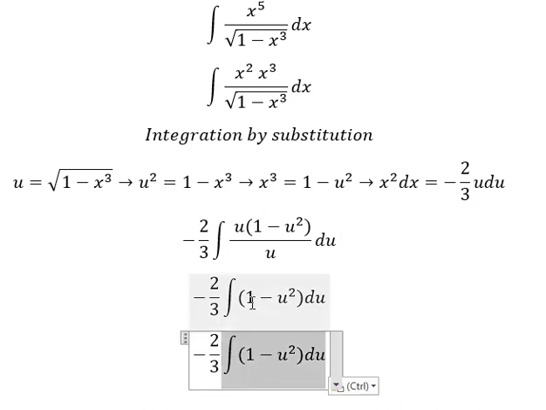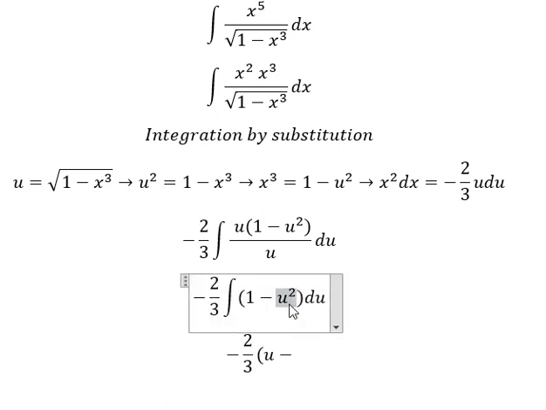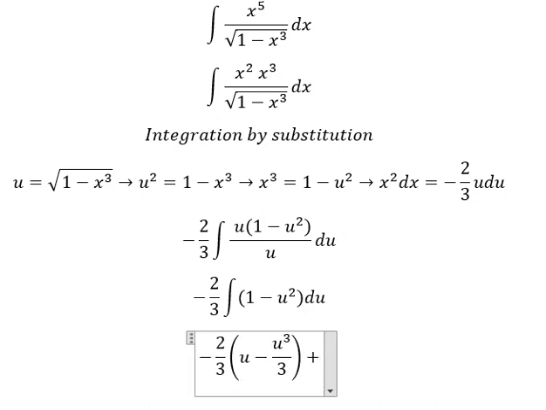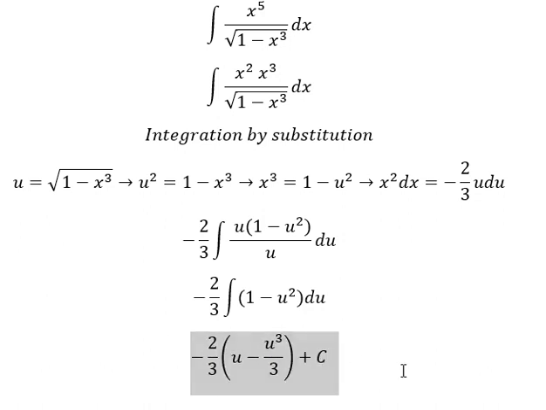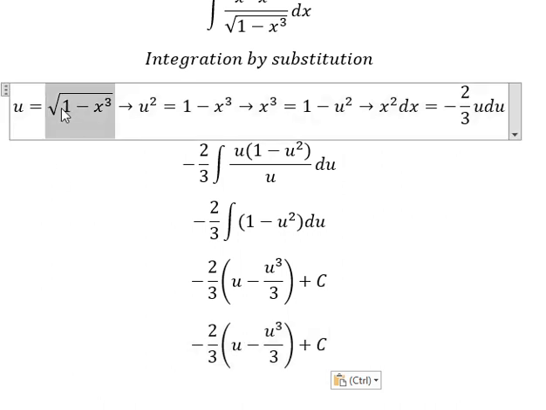The integration of the number 1 is u. The integration of u squared is u to the power of 3 over 3. And I will put c. The u is this one.